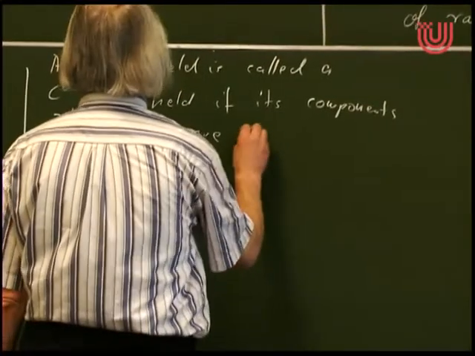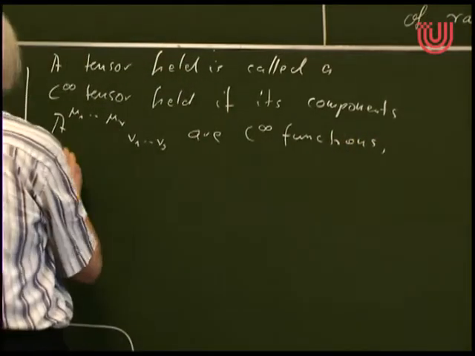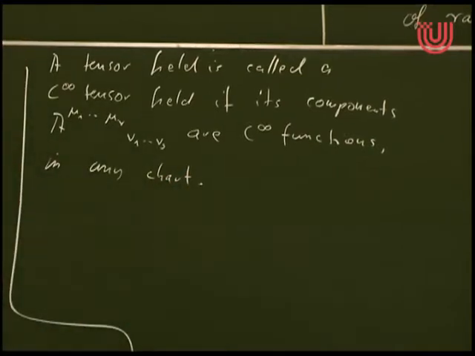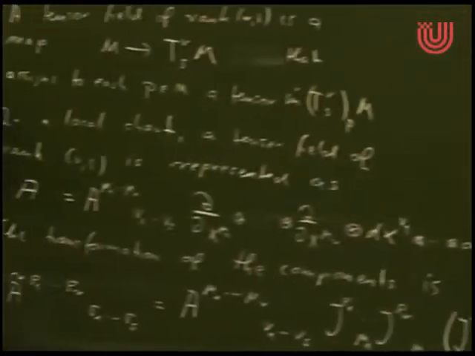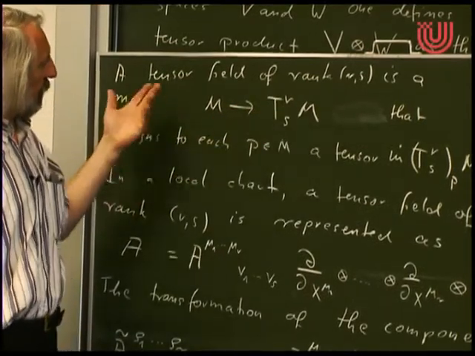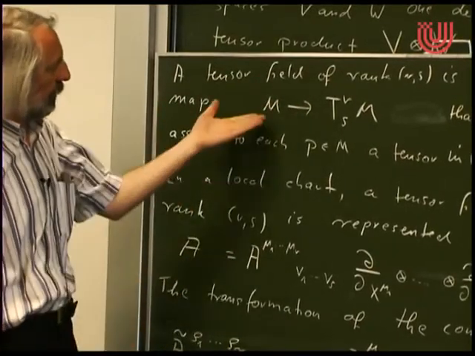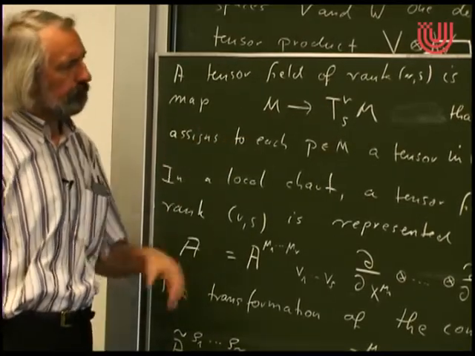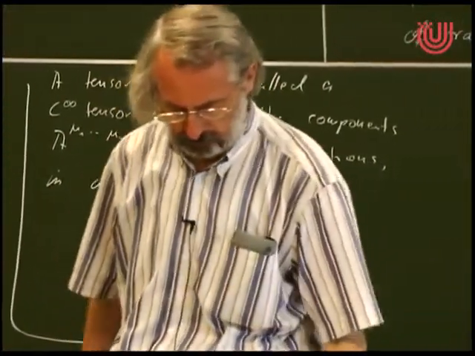Components are C infinity functions in any chart. So this tells us what it means that a tensor field is differentiable. But as I said, a somewhat more systematic way would be to realize that this is a manifold, and then to say, well, it's a C infinity tensor field, of course, if this is a C infinity map. We have already defined what it means to be a C infinity map from one manifold into another one, right? But it turns out to be equivalent to this. And that's, of course, for practical purposes easier.